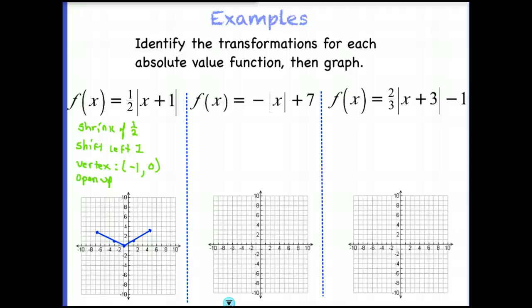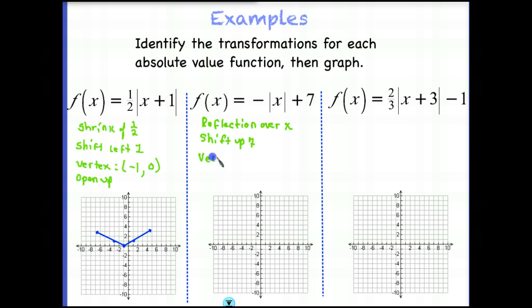Now let's look at example number 5. We have a negative here, so that means we have a reflection. So we are reflecting over x. The plus 7, now look where that is. That's on the end. That's not in with the x, right? It's outside. So that means it's a shift up or down. And in this case, we have a shift up of 7.